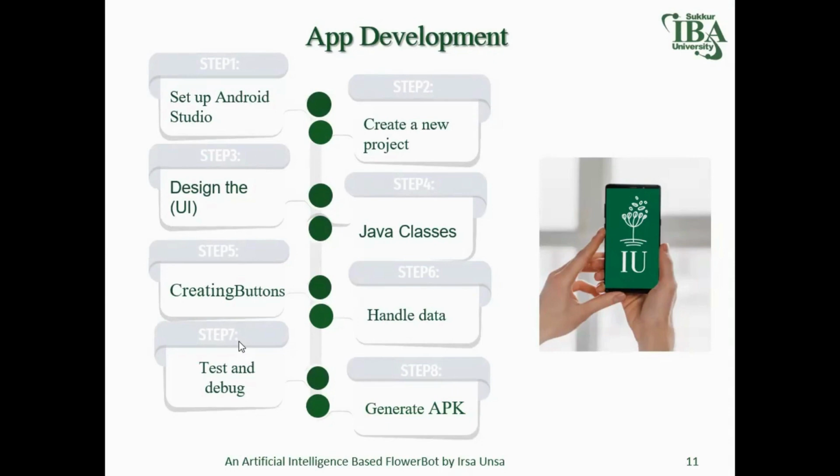Now see, we have created three different buttons in our app: the gallery button, the camera button, and the online plant nursery button. And then we tested and debugged our app, and finally we generated our Android Package Kit.